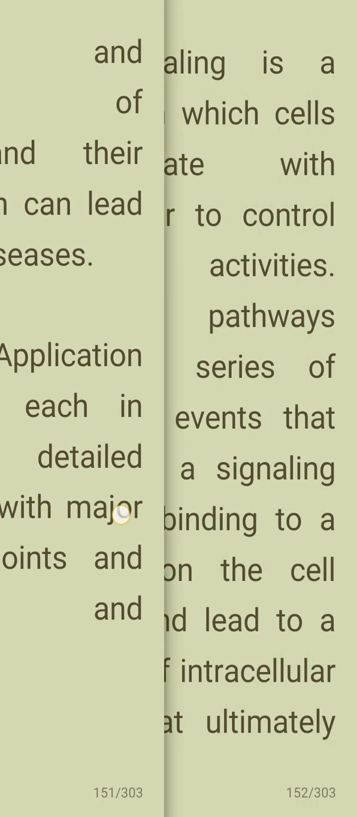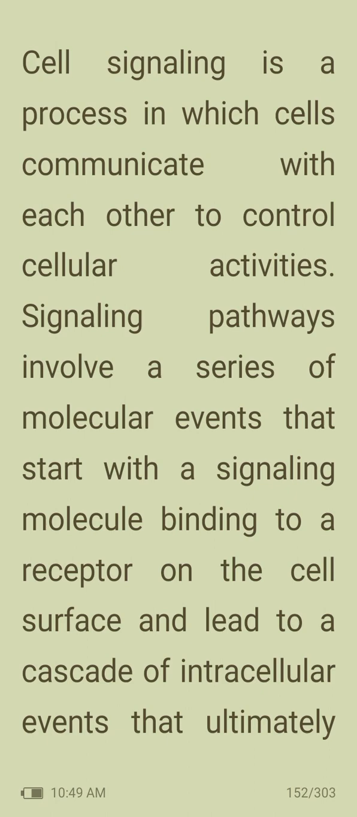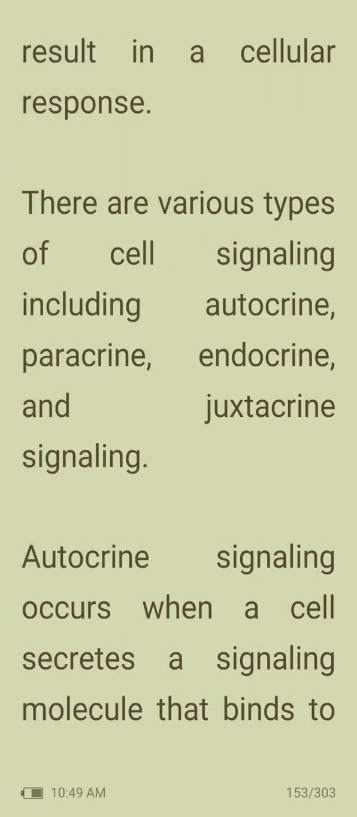Then signaling. Cell signaling is a process in which cells communicate with each other to control cellular activities. Signaling pathways involve a series of molecular events that start with the signaling molecule binding to a receptor on the cell surface and lead to a cascade of intracellular events that ultimately result in a cellular response. There are various types of cell signaling, including autocrine, paracrine, endocrine, and juxtacrine signaling.